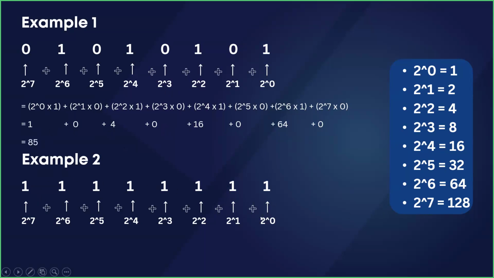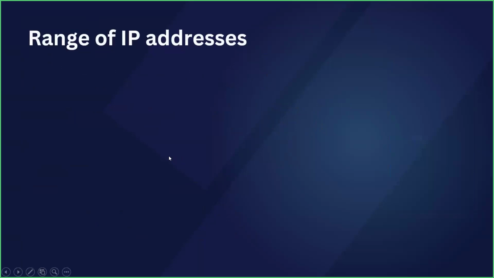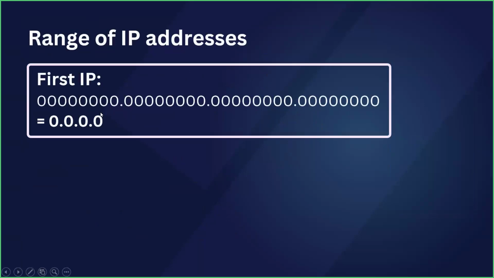And if you go for the next number, you have all ones everywhere. So you just add up all the numbers. 128 plus 64 plus 32 plus 16 plus 8 plus 4 plus 2 plus 1. And when you calculate that, you should get the number 255. Okay. So the reason I'm explaining this binary to decimal conversion is because from the same conversion, we can get the range of IP addresses. So if I had to get the first IP, all I have to simply do is put all zeros everywhere.